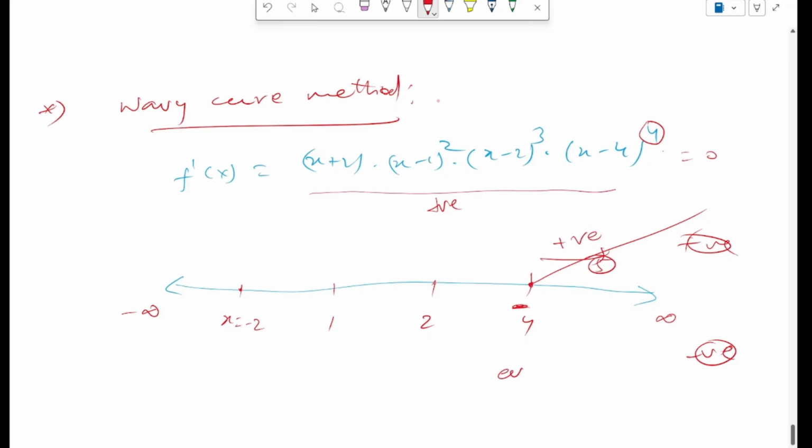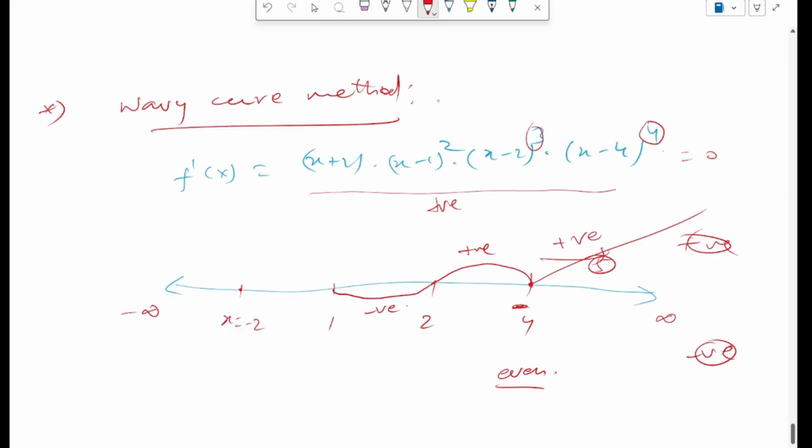So if the power is even, it won't change the direction of the graph, it will still remain on the positive side. Now see the power of 2, which is odd, the power is 3, so it will change. If it is positive, it will become negative. If it is negative, it will become positive.